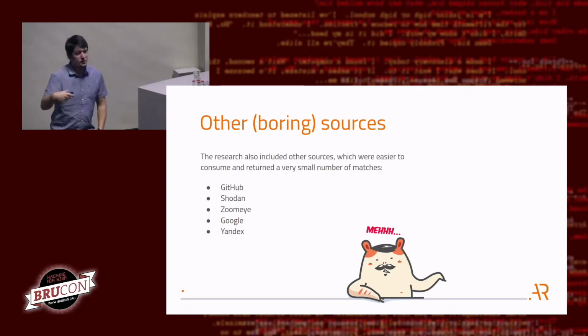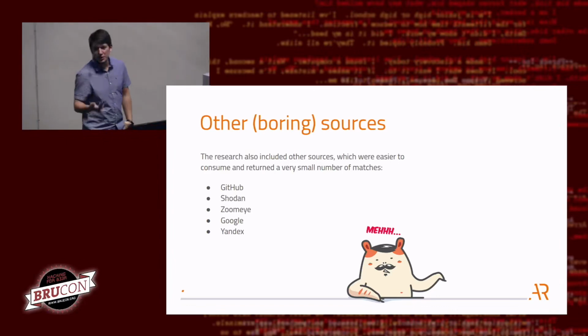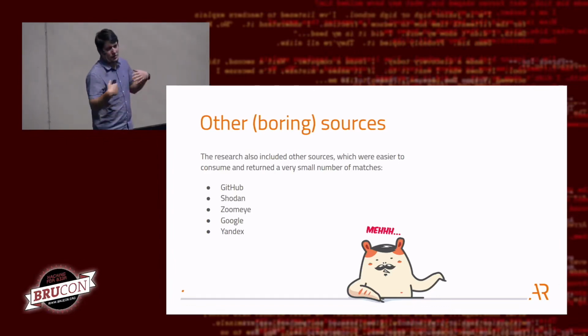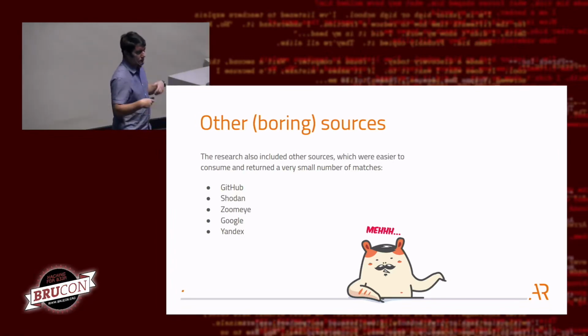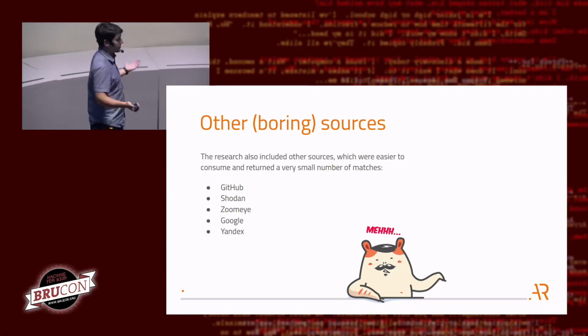And I also extracted identity pool IDs from other sources. Those other sources were GitHub. I just did a GitHub search through their API and got results. Shodan, Sumai, Google, Yandex. Just calling the APIs and getting results. Nothing special there.